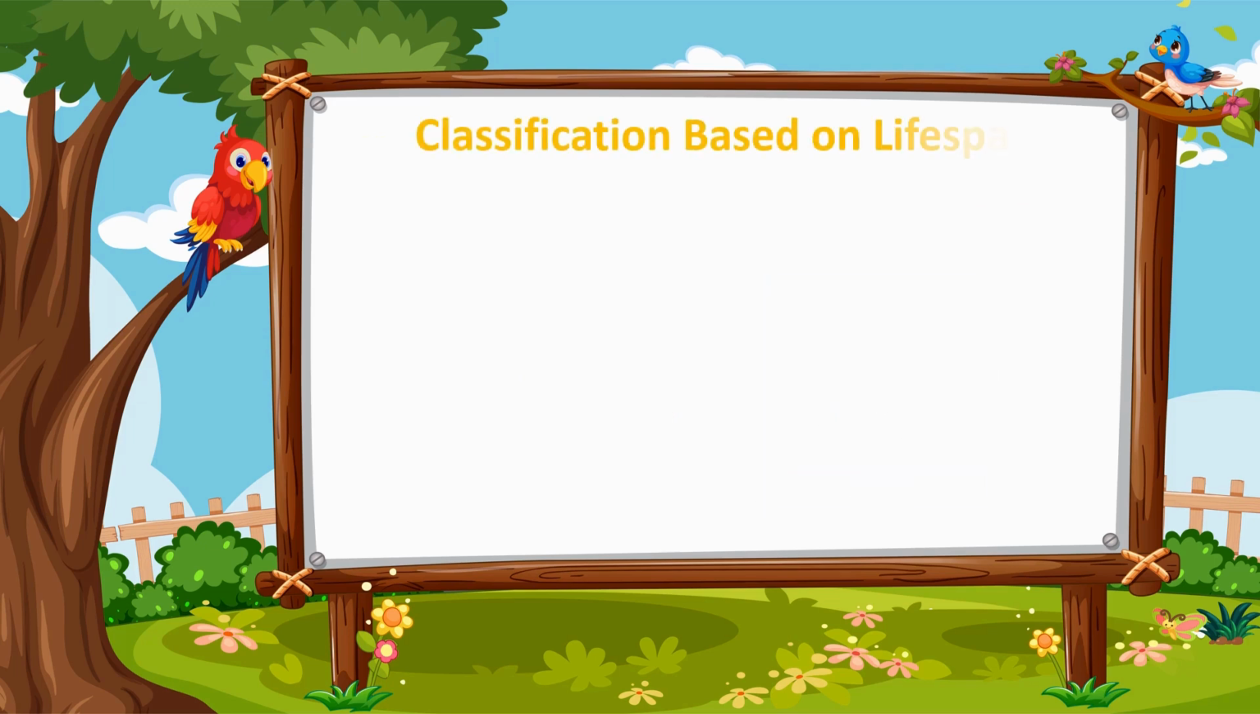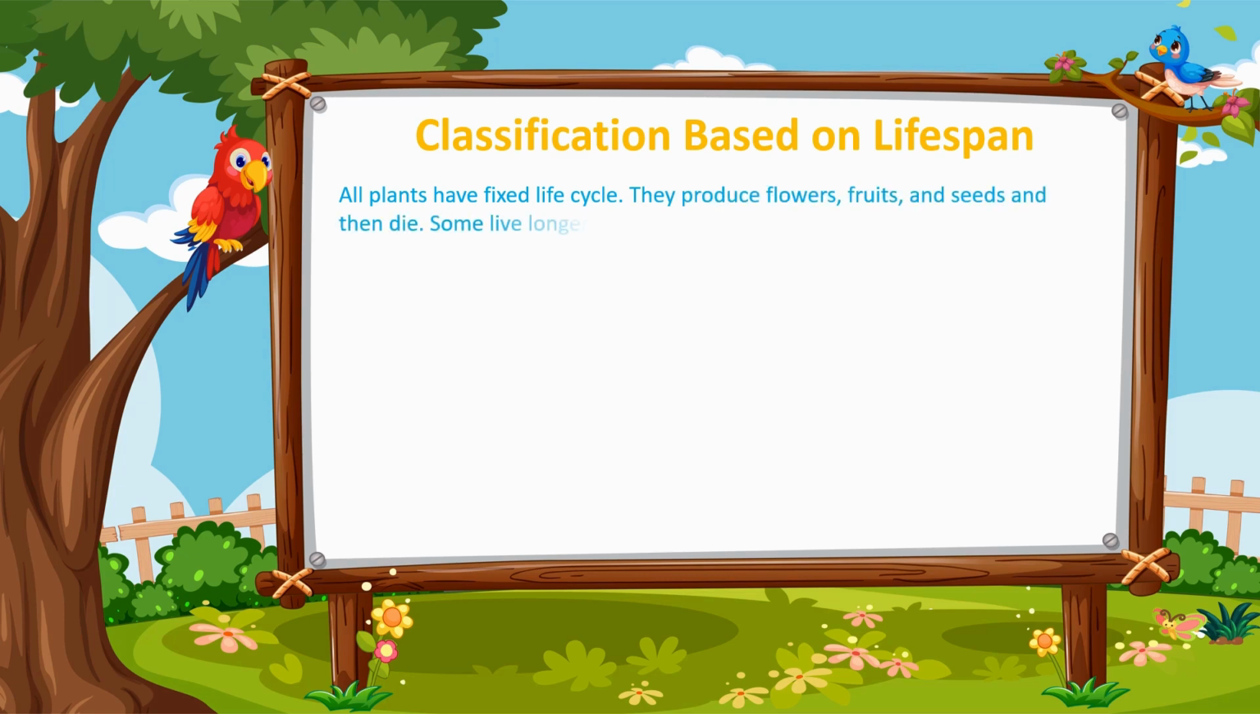Classification based on lifespan. All plants have a fixed life cycle. They produce flowers, fruits, and seeds and then die. Some live longer than others.